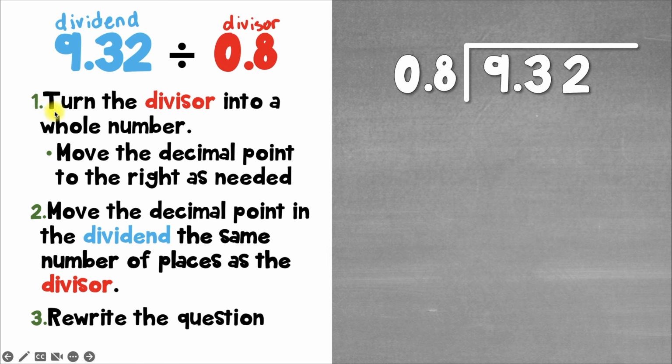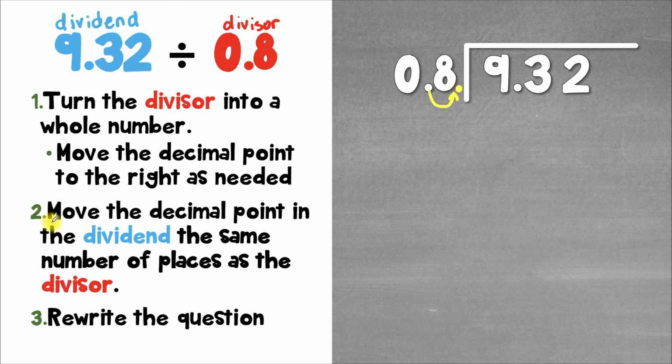Step number 1. We've got to turn our divisor, 0.8, into a whole number. But how exactly do I do that? I need to make sure I move the decimal point to the right as needed. In other words, I'm going to take this decimal point and move it to the right as much as possible so that this becomes a whole number. I don't want it to be 0.8, I want it to just be 8. And how many places does this have to move for that to happen? Well, that would be one place value. So I'll just draw an arrow to show that movement here. We're done with step 1.